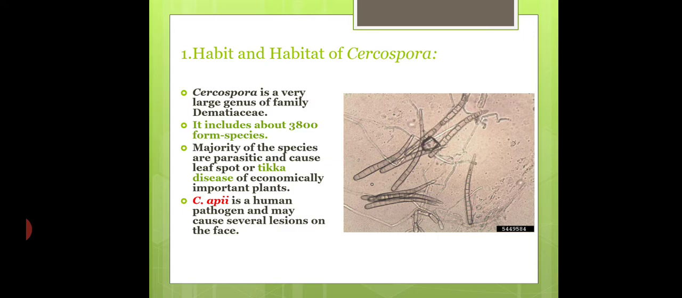And Cercospora apii is a human pathogen and may cause several lesions on the face, but it is not a common occurrence, it is a rare occurrence, and some reports are still there in countries like Japan, Indonesia. That is Cercospora apii.